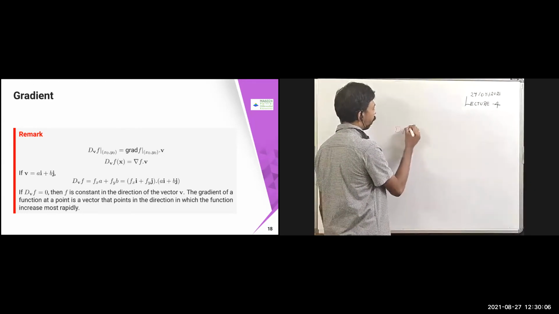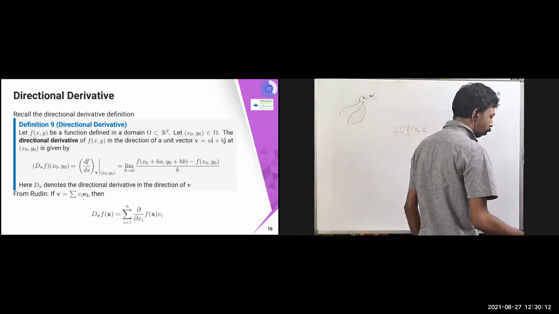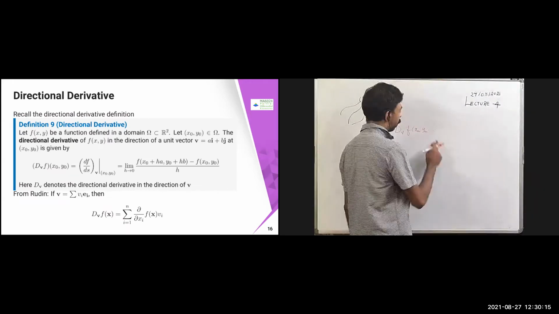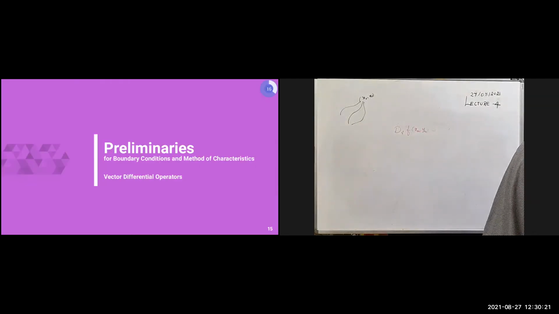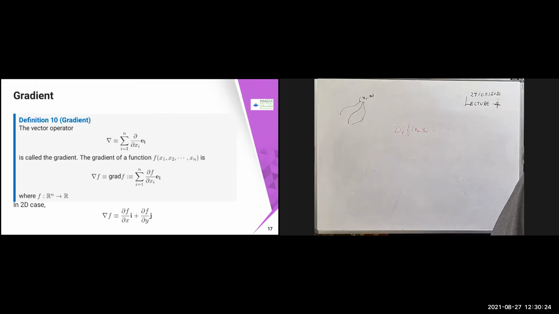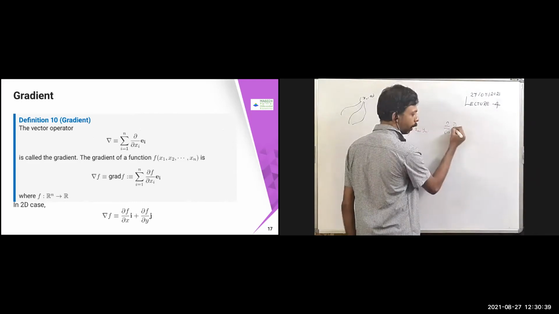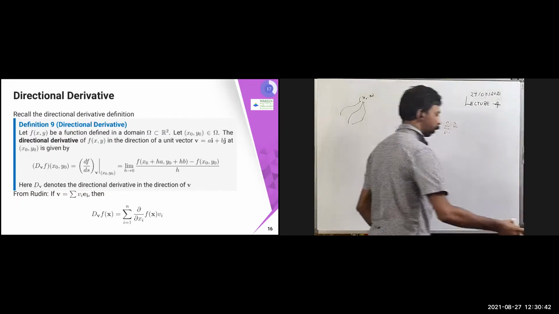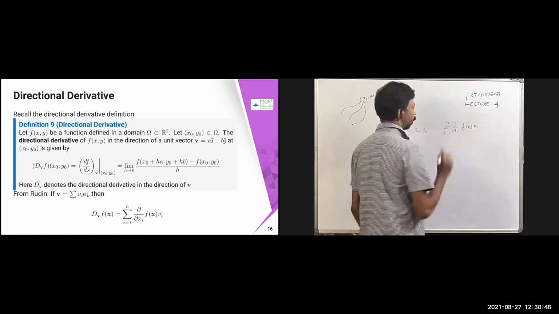dv of f of x naught, y naught. So the definition was as follows. Okay, the directional derivative definition was as follows. So what was the definition as per the routine definition? If I put this one, this is going to become summation i equal to 1 to n, dou by dou xi of f of x into vi. Okay, this is the directional derivative definition.